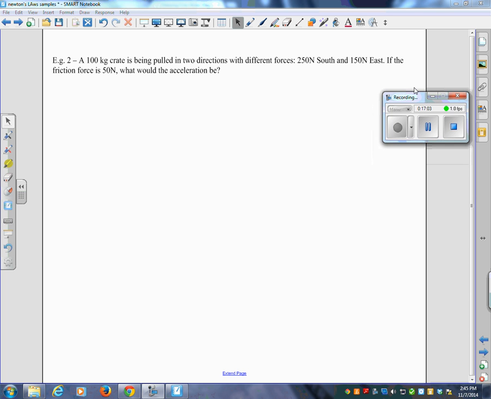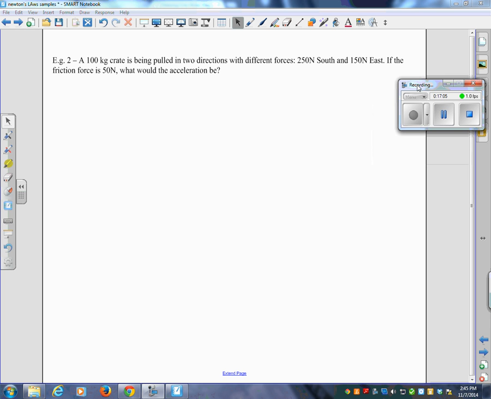Great idea, Lucas. Okay, let's go on to example 2. I'm warning you right off the top, this one's going to be harder. A 100 kilogram crate is being pulled in 2 directions with different forces, 250 newtons south and 150 newtons east. If the friction force is 50 newtons, what would the acceleration be? What's your gut tell you about this one?